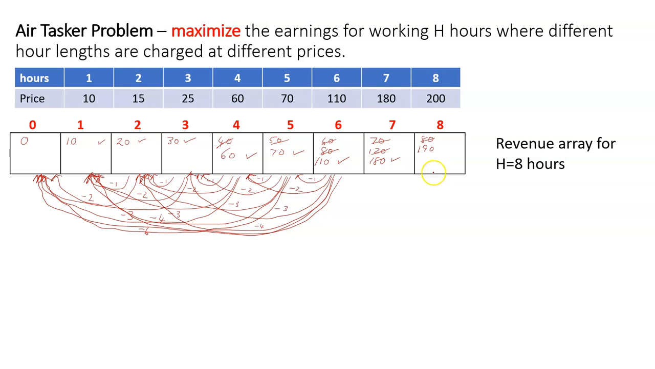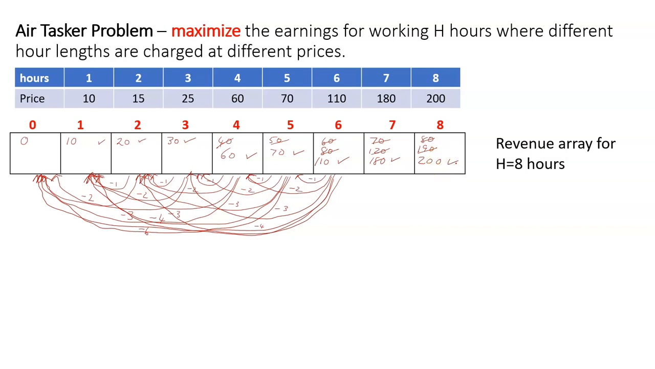Go back 6 hours in time, which is $20. Add a 6-hour job, that's 110, which makes 130, not an improvement. Go back 7 hours in time, we have $10. Add a 7-hour job, that's 190. We already have that. Go back 8 hours in time, we go back to 0, add an 8-hour job, that's $200, and that is much better.